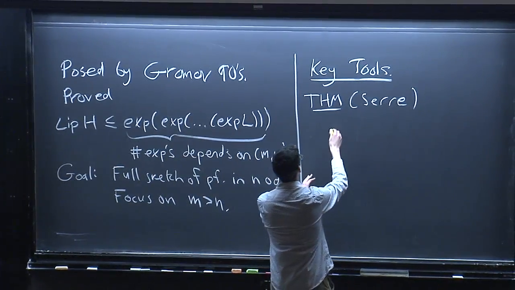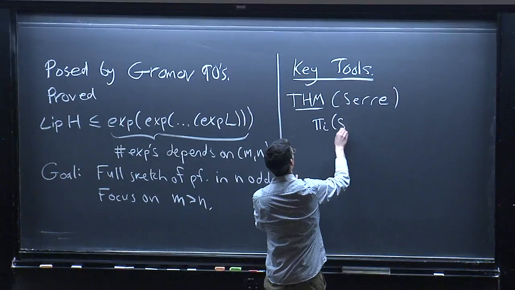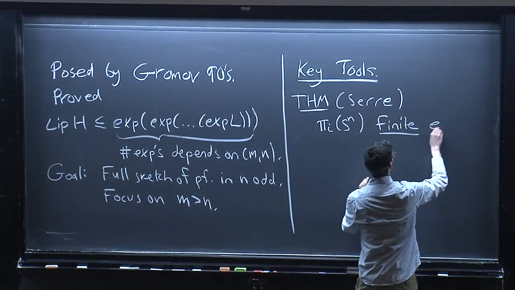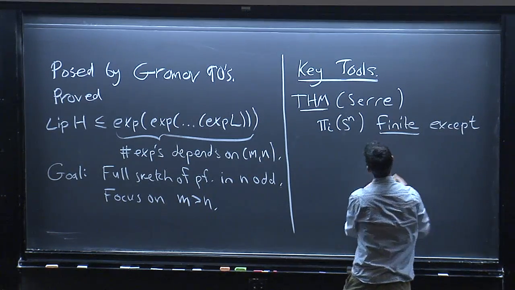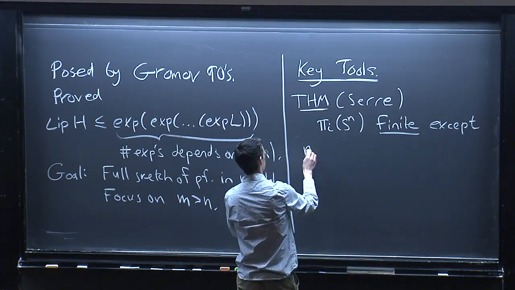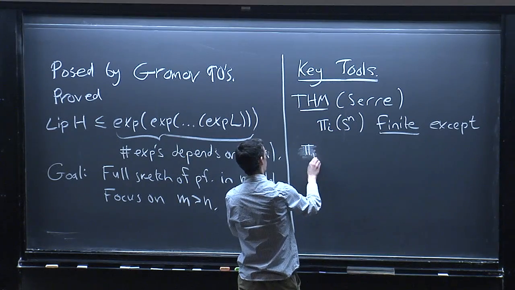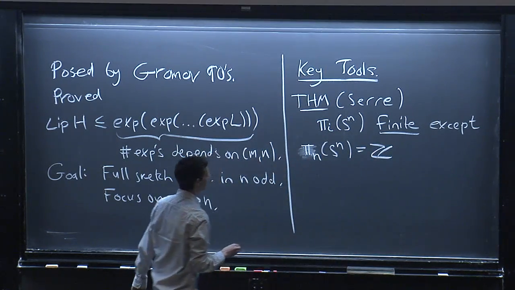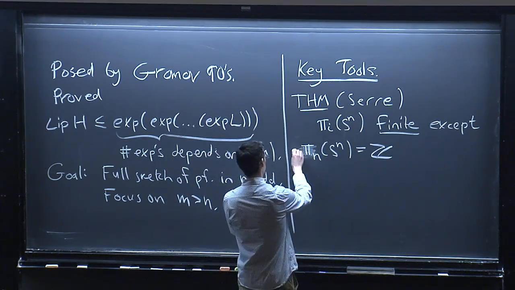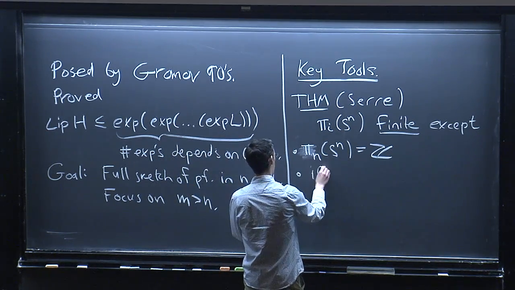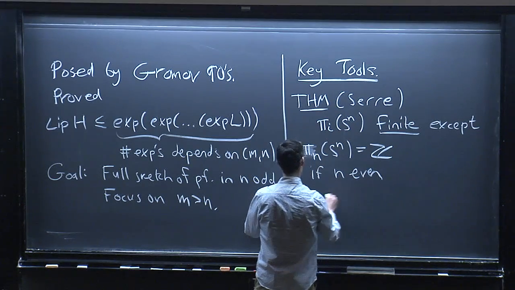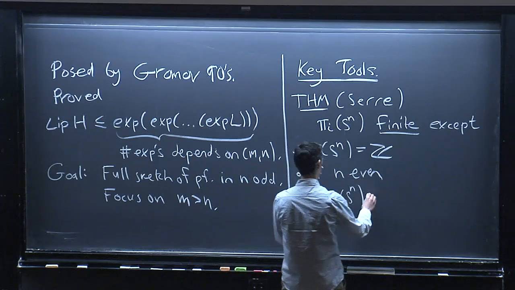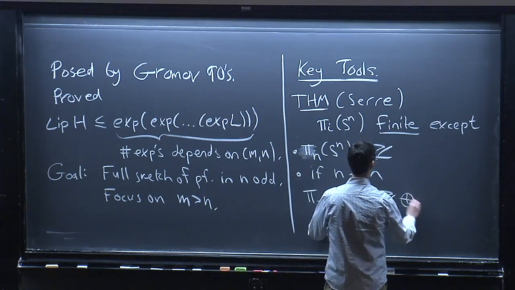So here's the theorem. If you look at pi_i of S^n, they're almost all finite, except for a couple of cases. The first case is pi_n of S^n, which is Z. And the second case only happens if n is even. If n is even, pi_{2n-1} of S^n is Z plus something finite.